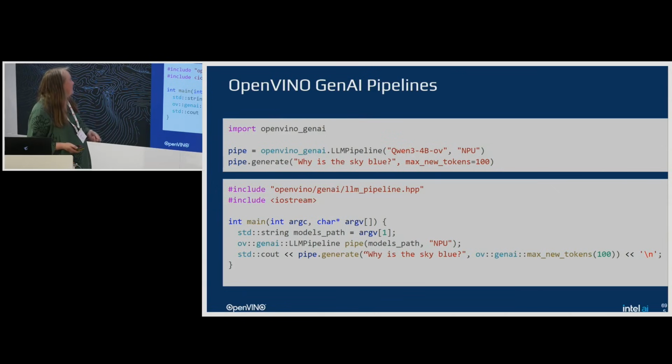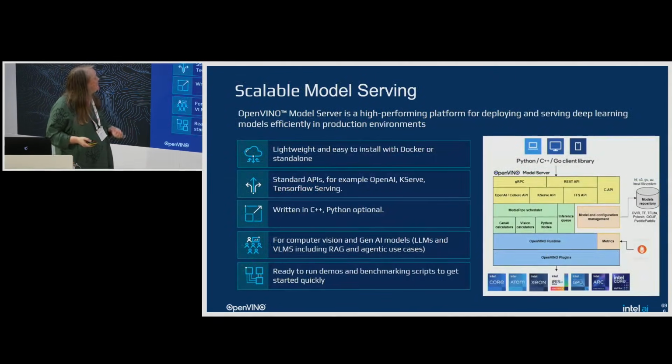So in the first line, we load the LLM pipeline, in this case Qwen3, and then in the second line, we add a prompt and the generation parameters. So pretty easy, I think.